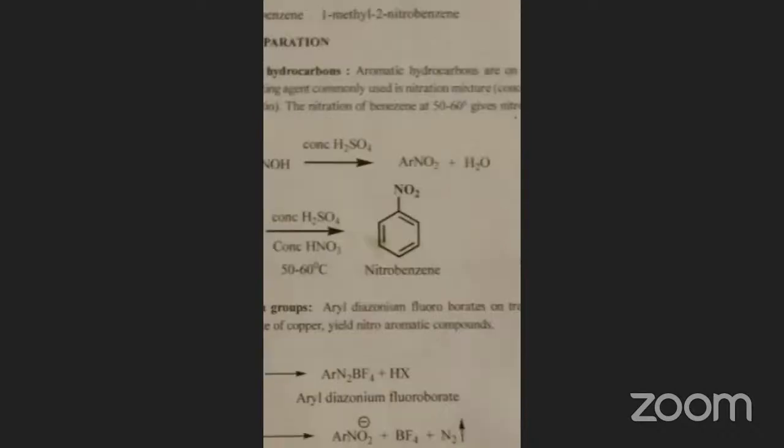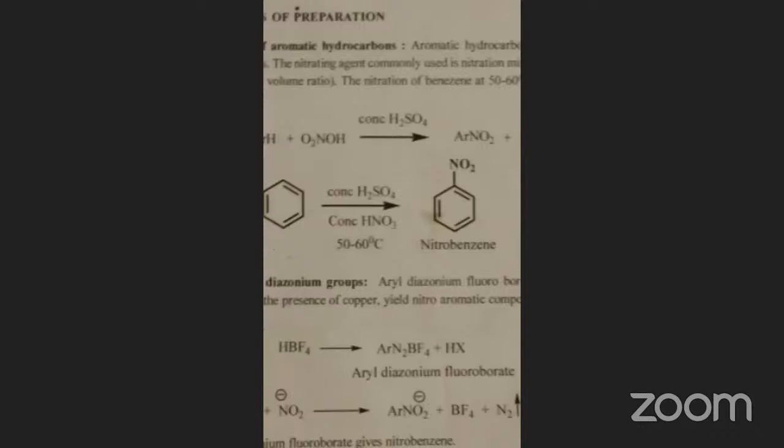So how can we prepare aromatic nitro compounds? By the nitration of an aromatic hydrocarbon. Here we take ArH, which is nothing but benzene. Benzene is reacted with HNO3, which is written as O2NOH. Then the NO2 group is attached in place of the hydrogen. Look at this, the benzene is converted to nitrobenzene in the presence of concentrated sulfuric acid and concentrated nitric acid at 50 to 60 degrees temperature.